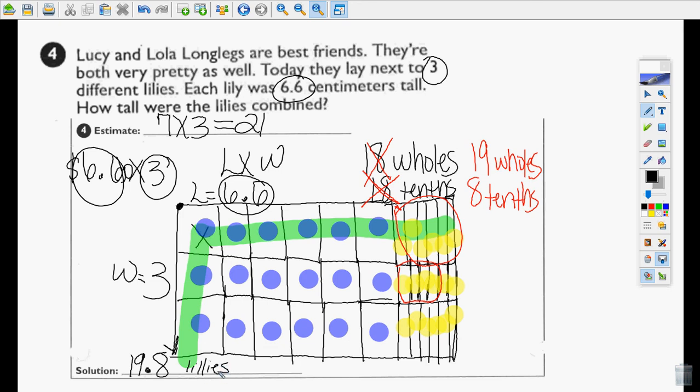Now let's take a look and see if it's somewhere close to my estimate. My estimate was 21. 19 and 8 tenths is almost 20. So yeah, I'd say we're pretty close.